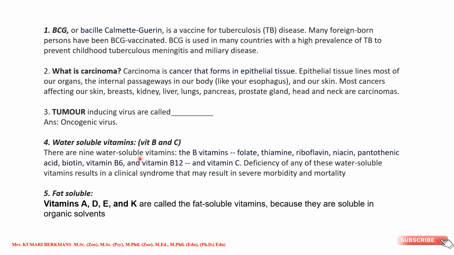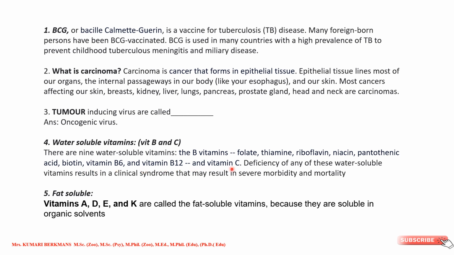Let us take vitamin B. There are 9 different types of vitamin B. What are they? First one is folate. Next is thiamine, which is vitamin B1. Riboflavin is vitamin B2. And niacin, pantothenic acid, biotin, vitamin B6 and vitamin B12. So there are totally 9 vitamin Bs: folate, thiamine, riboflavin, niacin, pantothenic acid, biotin, vitamin B6 and vitamin B12.